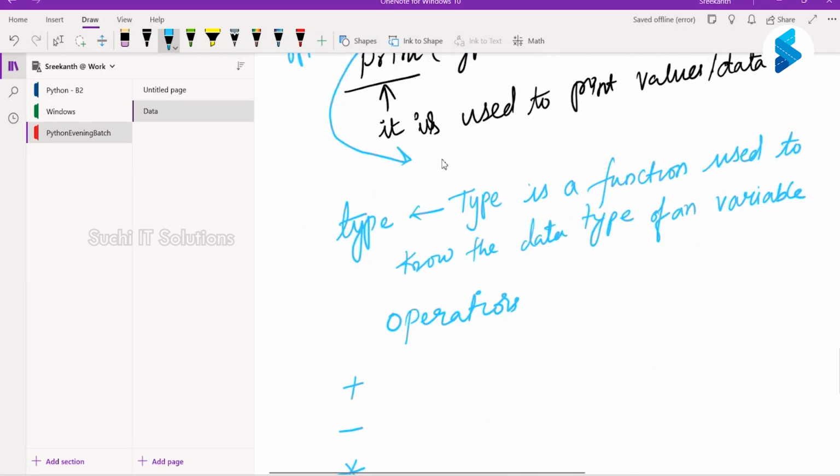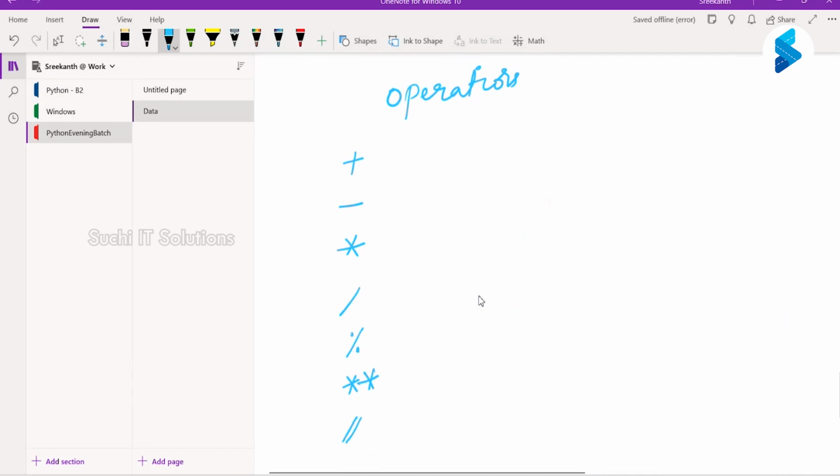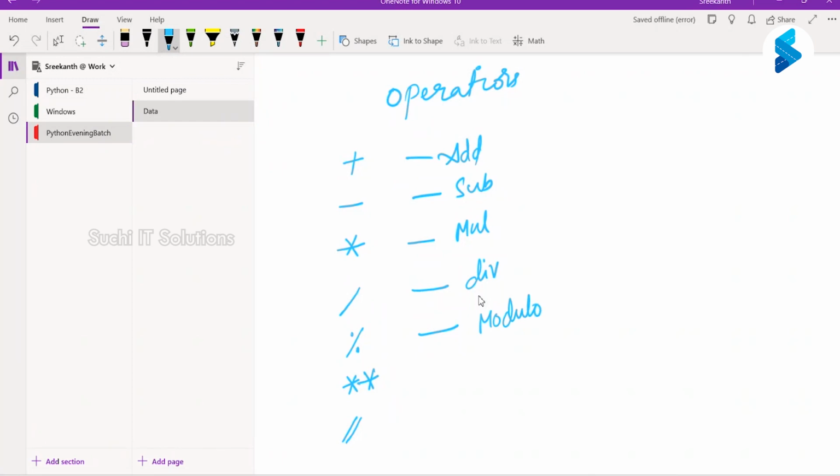In the same way, for arithmetic operations, we have another set of operators. Plus, we know it is for addition. Minus, we know it is for subtraction. Star, we know it is for multiplication. Slash, you know it is for division. Percentage is for, it is called modulo operator.